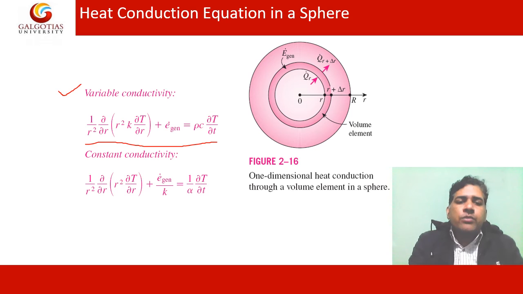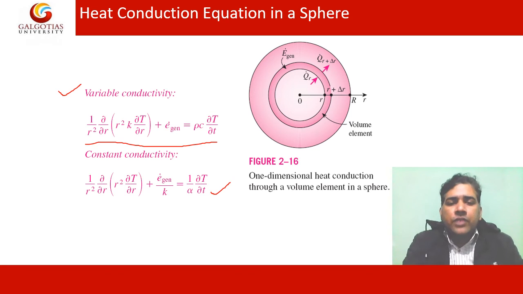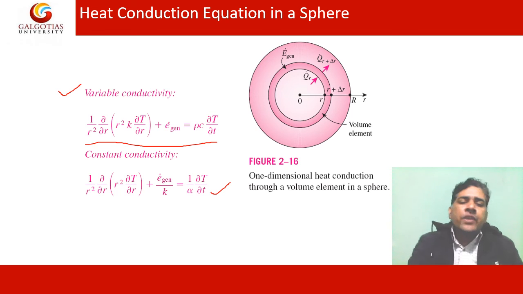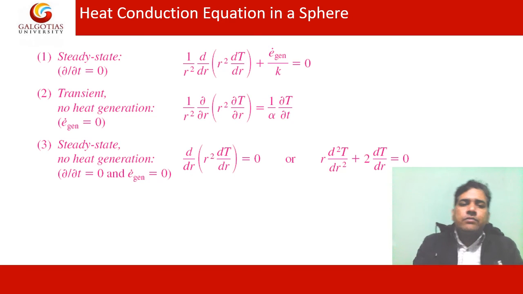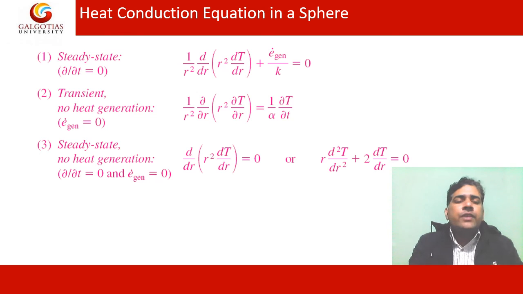If the conductivity is constant, the equation will further change into this form. Again this is a general equation. The only difference between the two equations is that the conductivity in the latter one is constant. Then in the same way, if it is a steady state, this equation will be obtained, and in the transient case with no heat generation, this equation will be obtained.